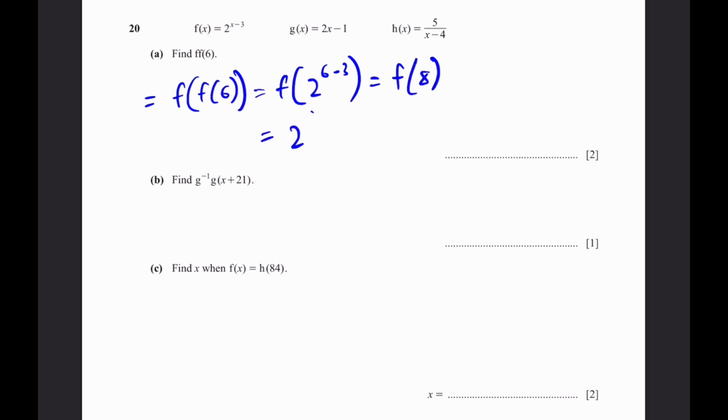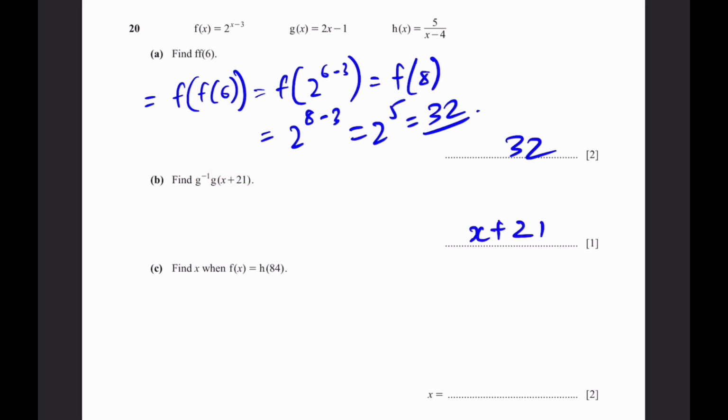That would be equal to 2 to the power of 8 minus 3, 2 to the 5th power, which is 32. B, find g inverse of g of x plus 21. Well, if you do a function and then you do the inverse function, they can cancel out. So the answer will simply be x plus 21.